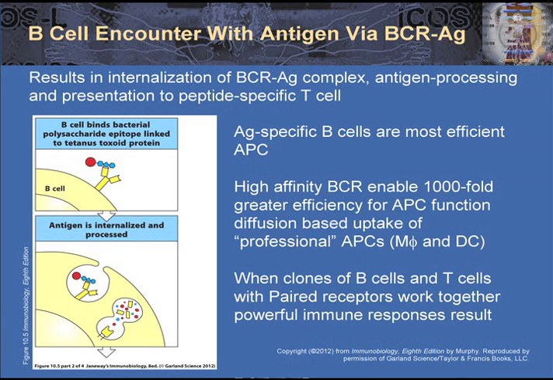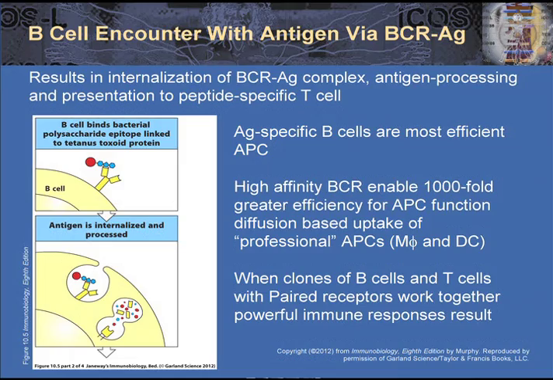And the important point here is that an antigen-specific B cell can be the most efficient antigen-presenting cell in the body. And this is because a high-affinity BCR enables up to 1,000-fold more efficient antigen-specific APC function compared to the simple diffusion of peptides and proteins that professional antigen-presenting cells like macrophages and DCs are dependent on for their functioning.